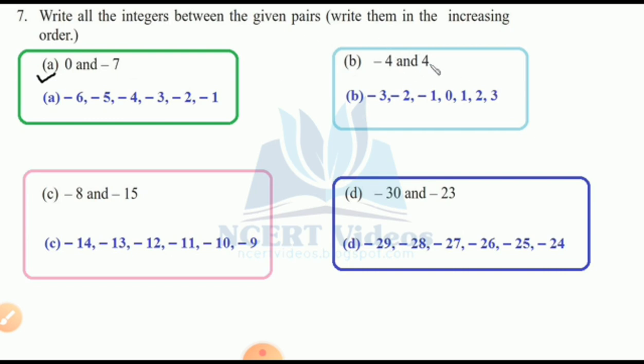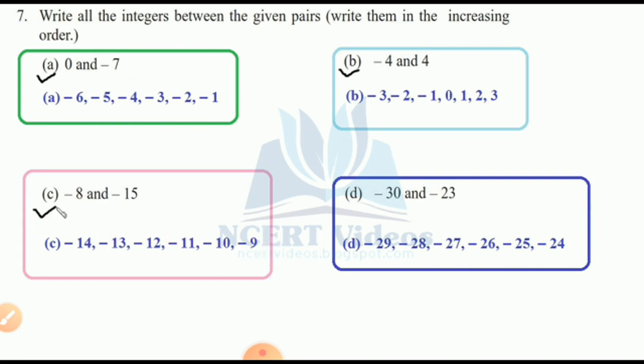-6, -5, -4. Like that way, -4 and 4. Here -3, -2, -1 and 0 also included, and 1, 2, 3. Both numbers are negative, starting from the bigger number. Yes, -14, -13, -12, -11, -10, -9 are the answers for these integers.